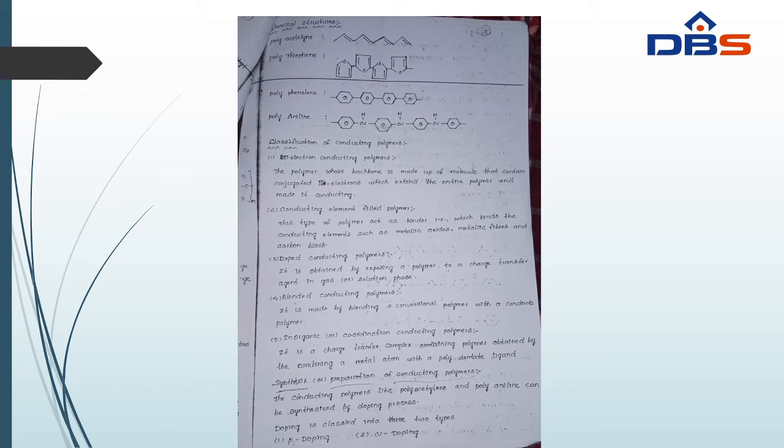First one, pi electron conducting polymers. The polymer's backbone is made of molecules that contain conjugated pi electrons, which extend over the entire polymer and make it conducting. This is called pi electron conducting polymers.